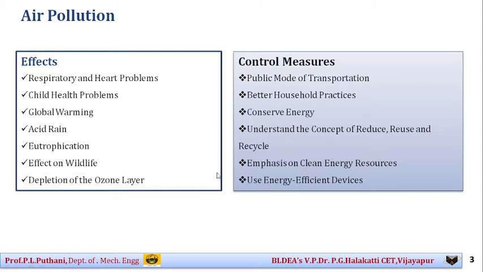How can we control them? Yes, as I said, students, burning of fossil fuels is a major cause of air pollution. The first important thing is to use public modes of transportation. Why I said this is that in every house, every individual wants his own vehicle. If I take my own case, in our house also we have one two-wheeler and one four-wheeler.